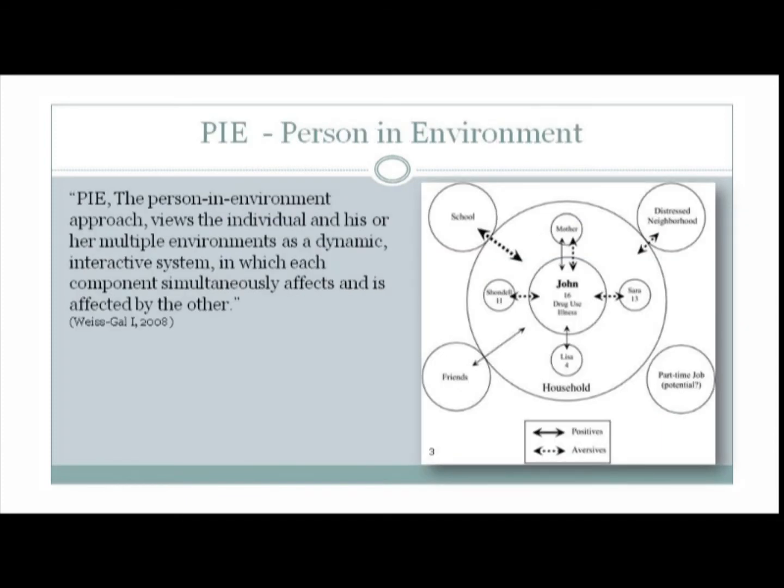So let me define the other two theories. Pi, the person and environment approach, views the individual and his or her multiple environments as a dynamic, interactive system in which each component simultaneously affects and is affected by the other. These environments and relationships are viewed as an ecosystem. The idea is that through intervention, both socially and psychologically, the individual can be helped, beginning with psychotherapy and clinical social work, going through family therapy, group work, empowerment, case management, mediation, and ending with social development.